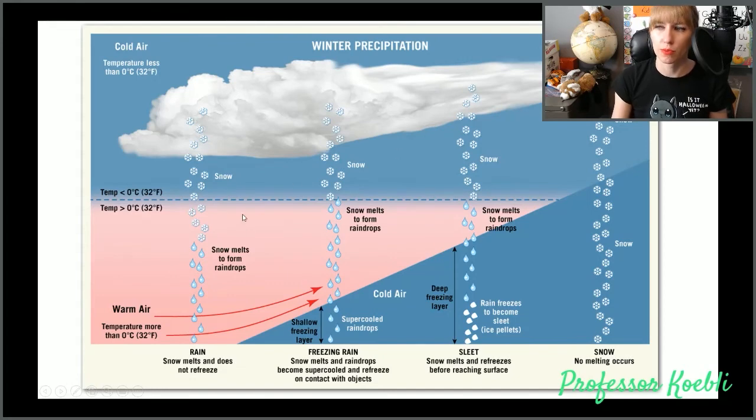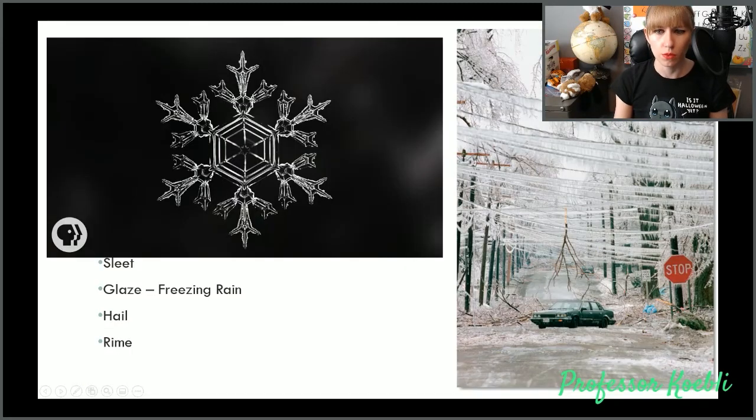So here's winter precipitation. Here's how it works. Either you have snow forming and then it melts because it goes through a pocket of warm air, and so it becomes rain and never refreezes. If you have snow that melts and then refreezes, you get supercooled raindrops or freezing rain. And basically what happens here, when you get freezing rain like this, the water itself is supercooled, but has not had the agitation it needs to start freezing. And yeah, freezing needs a nucleus too. So as it hits something, it gets the agitation it needs in order to freeze on contact.